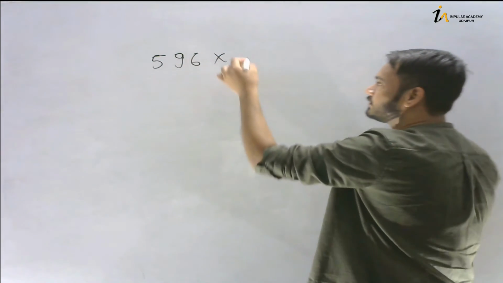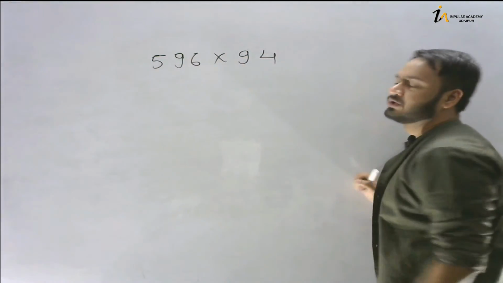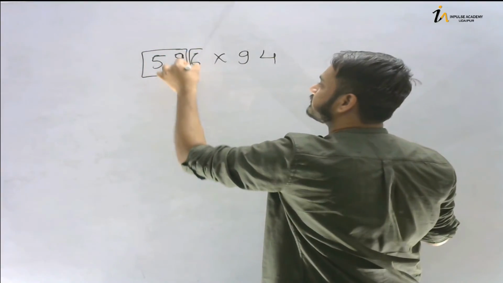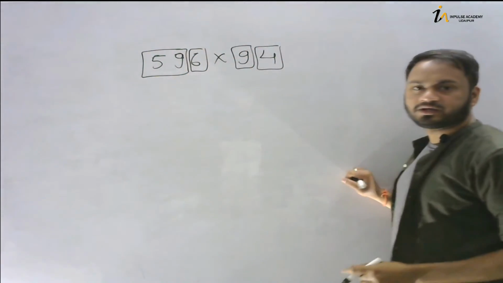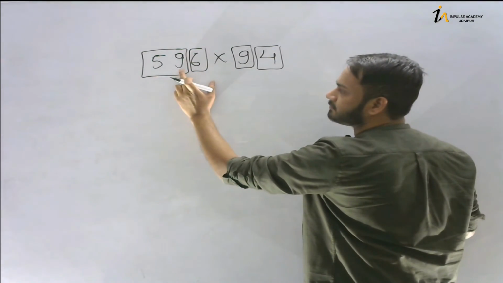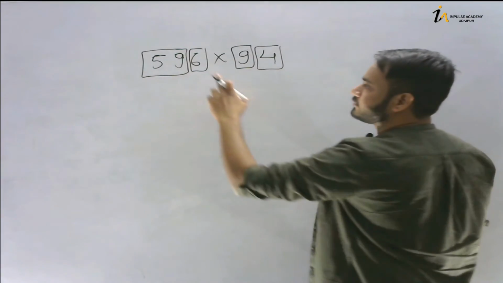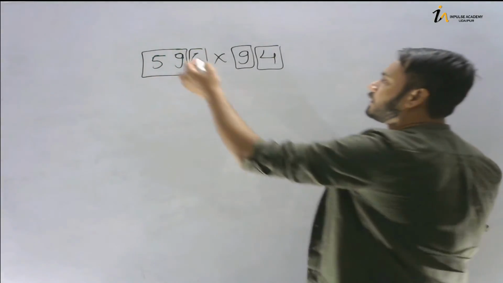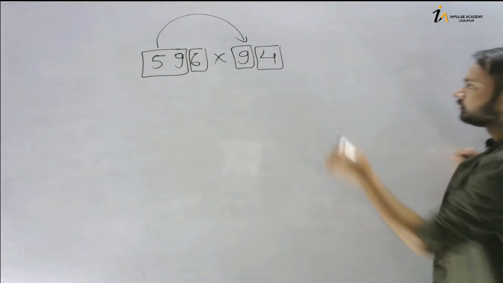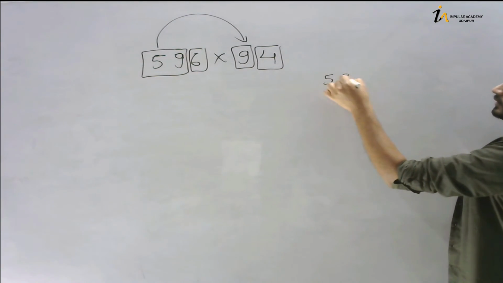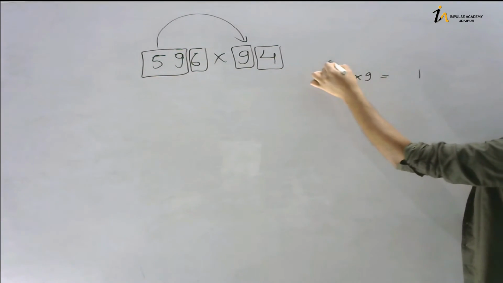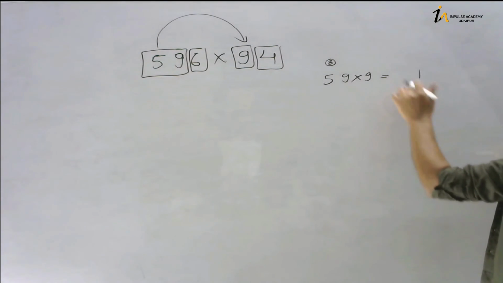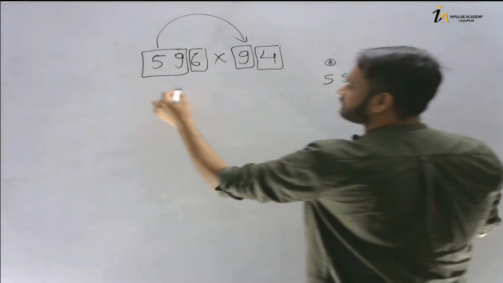Let's take another example of a 3-digit number multiplied by a 2-digit number, that is 596 multiplied by 94. Okay, it looks very difficult and very big, but we don't have to do it that way. First we need to take these two digits together, and this digit together, and then 9 and then 4. We take the tens and hundreds terms together, and the unit place separately. So the first step is 59 into 9. 9 nines are 81, 1 here, 8 carry; 5 nines are 45, 45 plus 8 is 53. So it is 531.